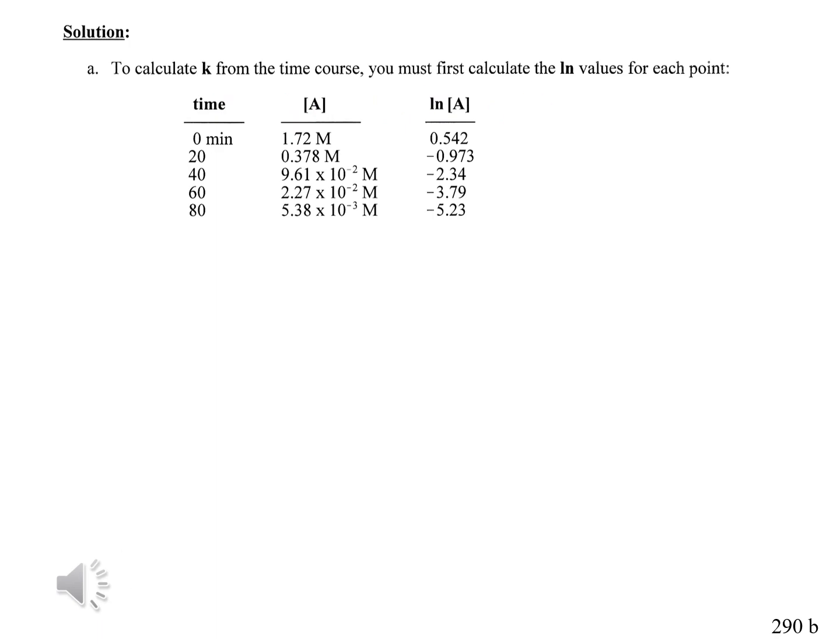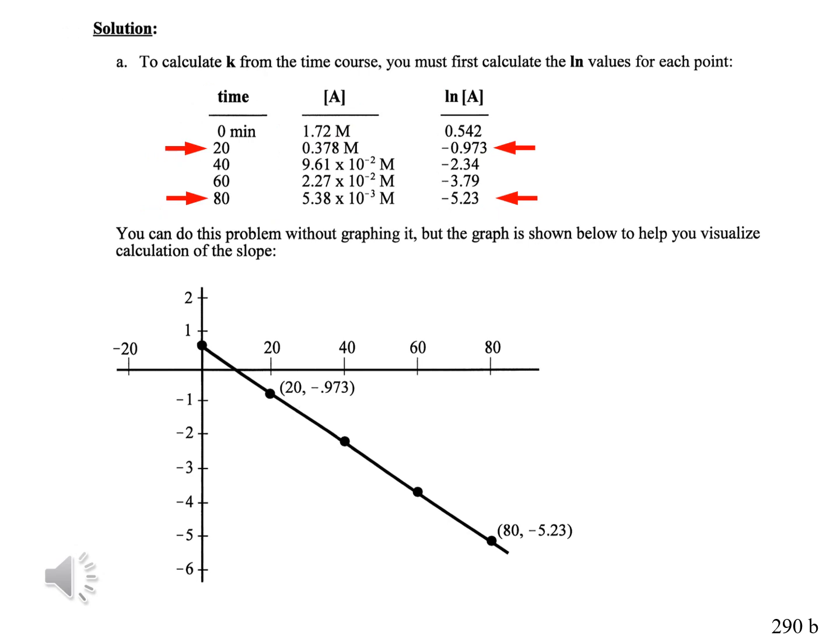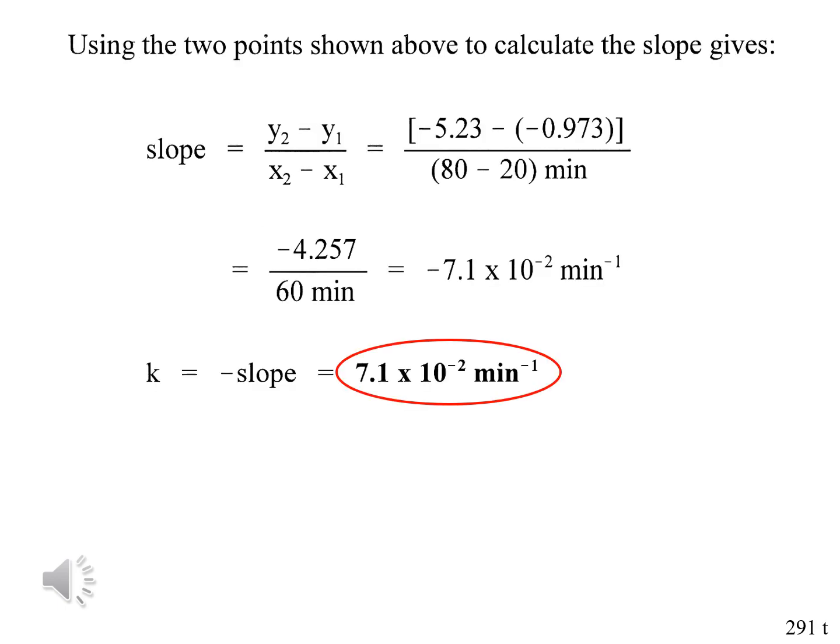Here's the ln. You're then going to find the slope by using two of the points, X and Y. I graphed it to show you that it's a straight line with a negative slope, and we're going to use the two points I showed. So I plugged in the Y's and the X's, and we came out with a K value. And it's basically the same as the K value that we got from the concentration versus rate graph.